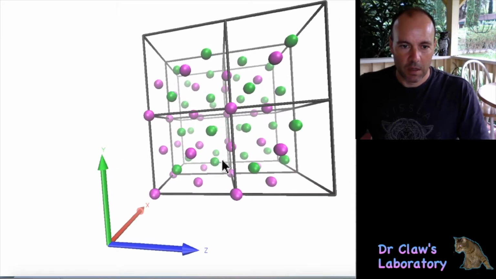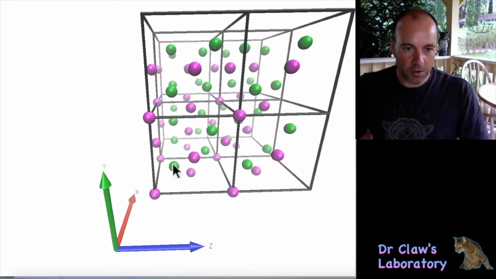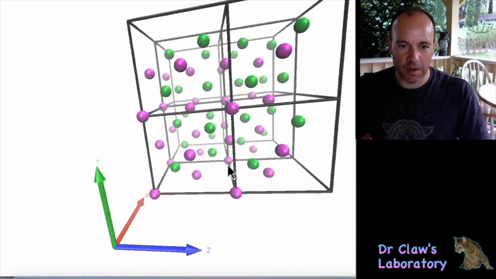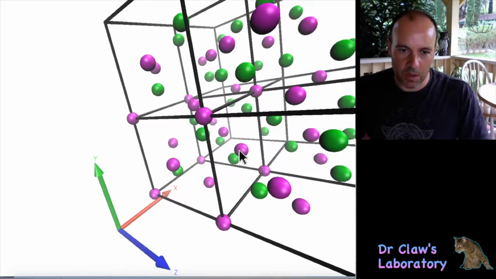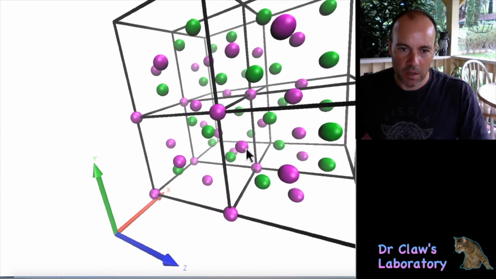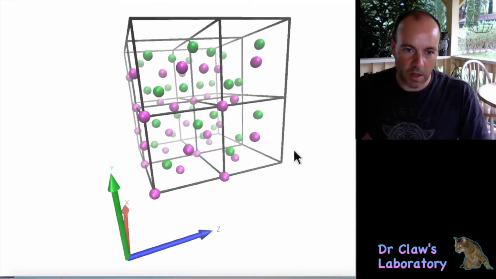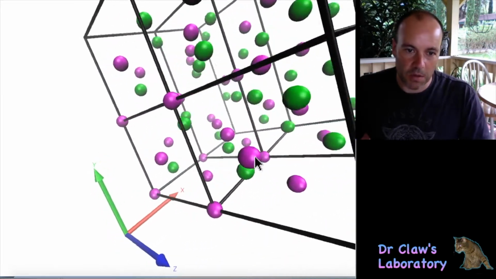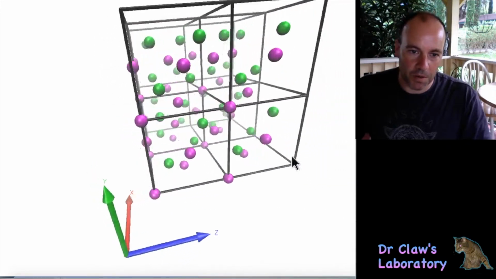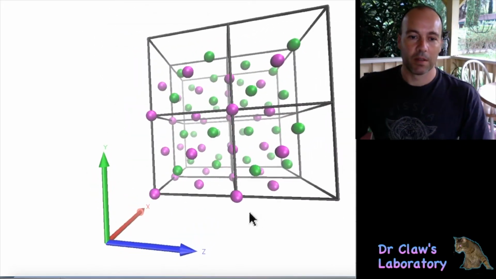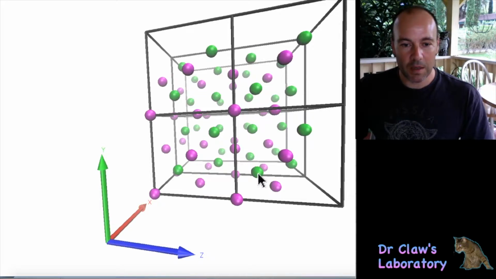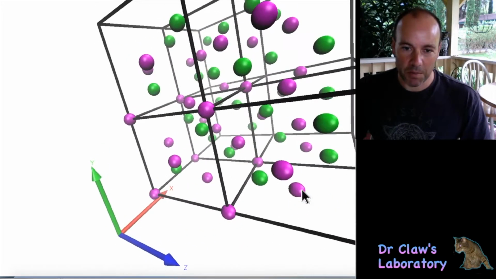And so for instance, this green one is surrounded by 4 pink ones, but pick any of the pink ones in here. Like for instance, this one. This pink one is surrounded by 1, 2, 3, 4 green ones that are closest to it, and there's no other atoms that are closer than those 4. So you can see the green atoms are surrounded by the pink ones, and the pink ones, like here's a pink one right here, it's surrounded by the green ones.